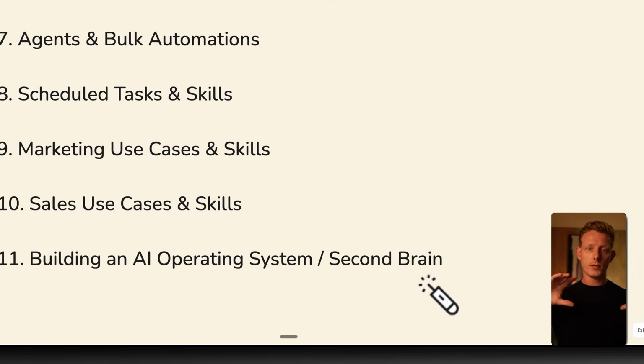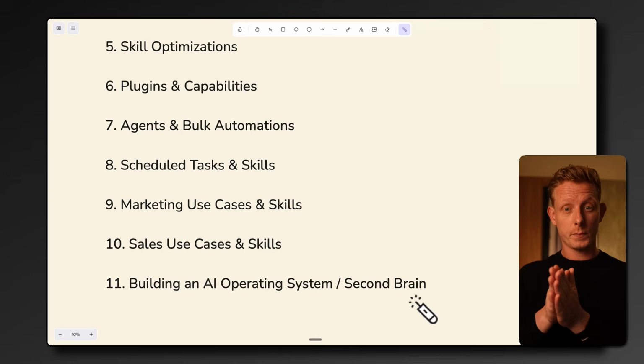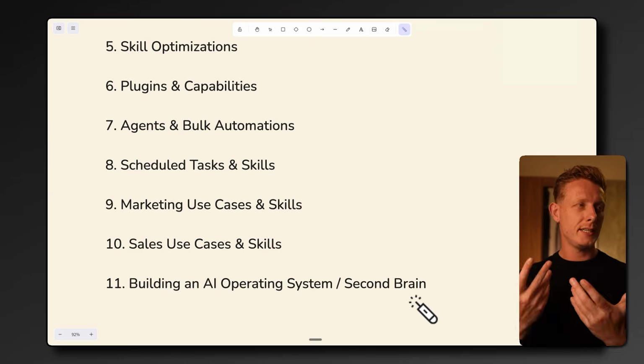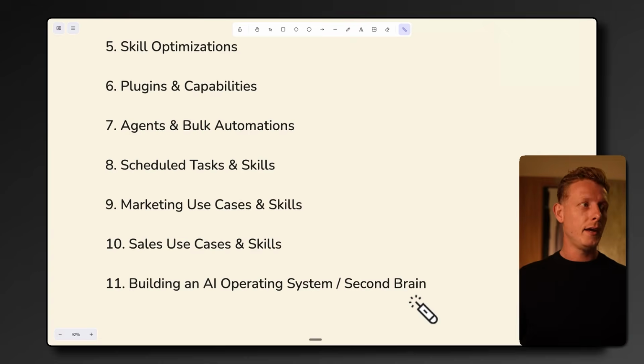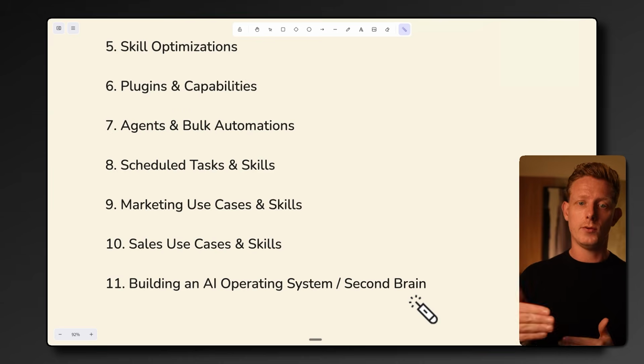Throughout this course, I've talked a lot about the importance of giving Claude the right context. And in this last section, I'll take that up a notch and show you how to connect Obsidian to Claude Cowork to essentially give your AI agent a second brain. And this really allows Cowork to become your main operating system or interface for doing work.